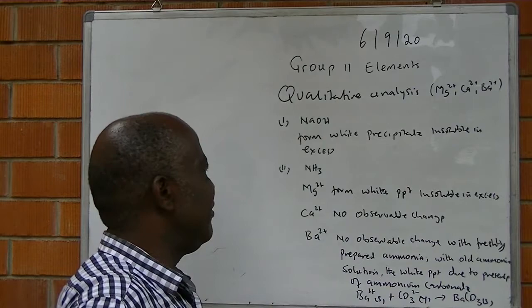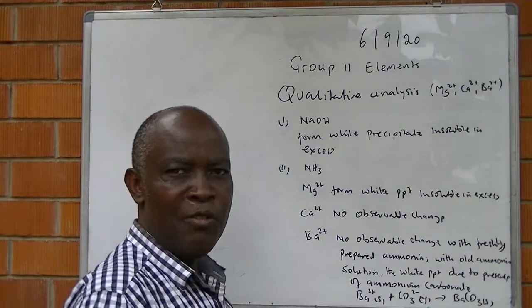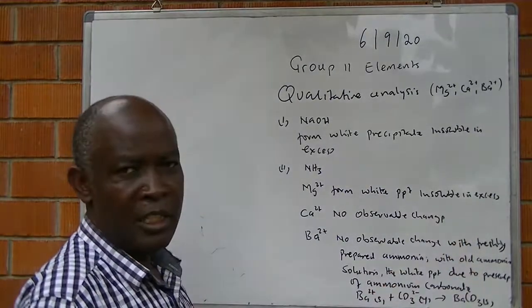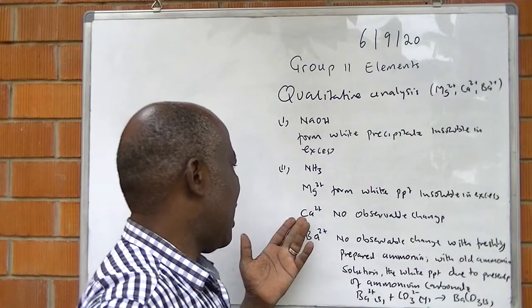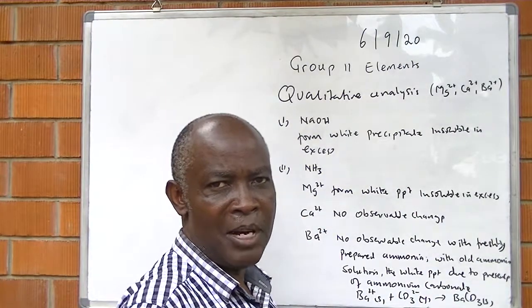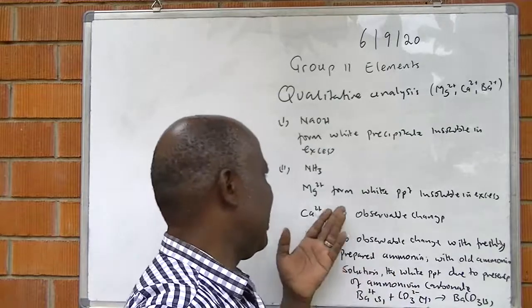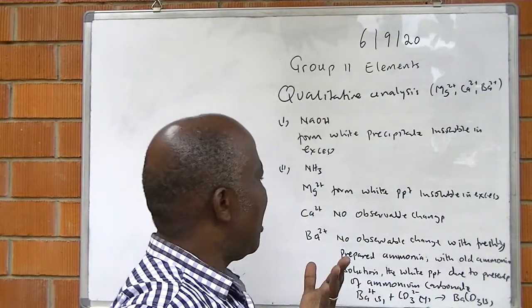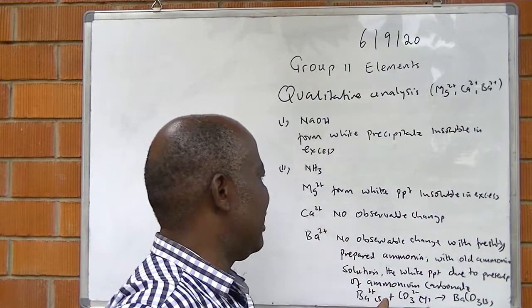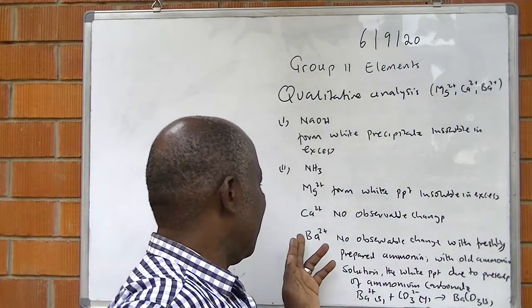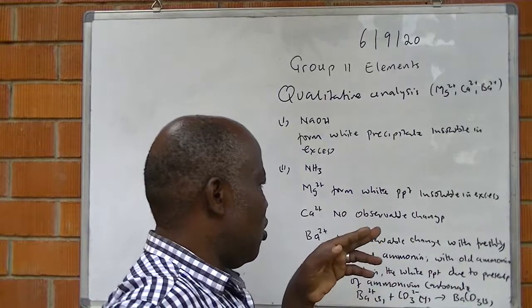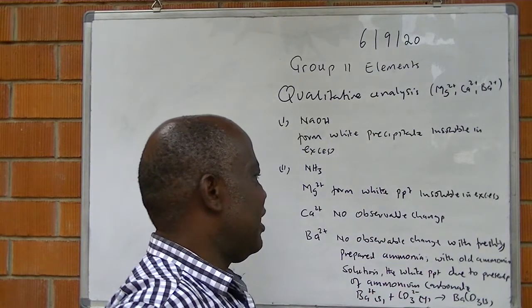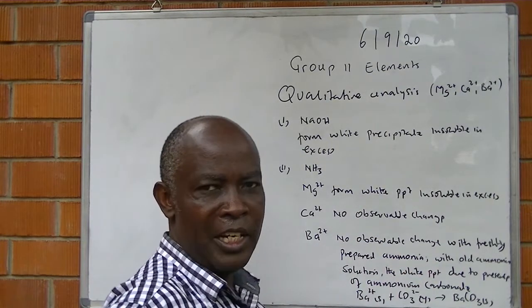With ammonia, magnesium forms a white precipitate insoluble in excess. Calcium hydroxide is very much soluble compared to magnesium hydroxide, so it is not precipitated by ammonia. So calcium will form no observable change. Similarly, barium will not form any observable change with freshly prepared ammonia.